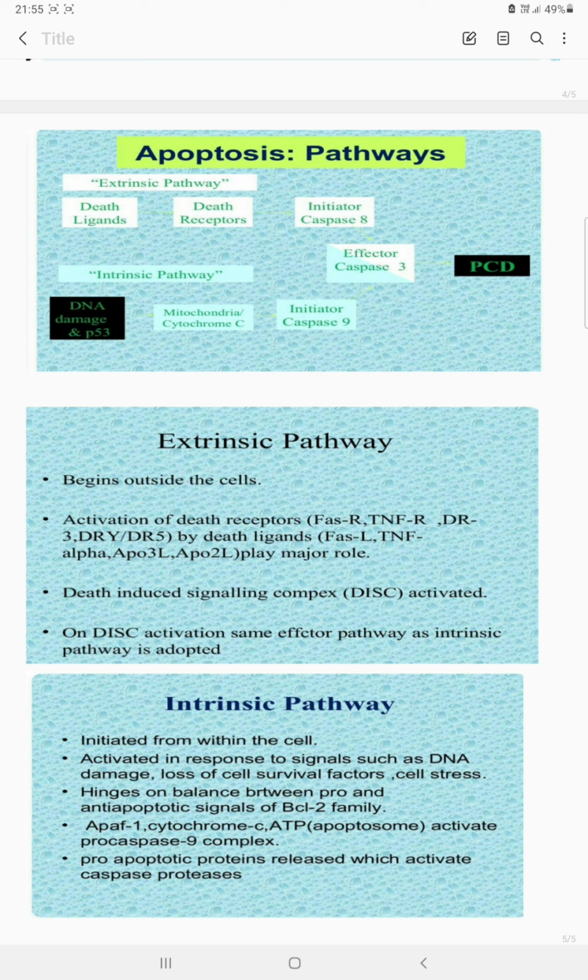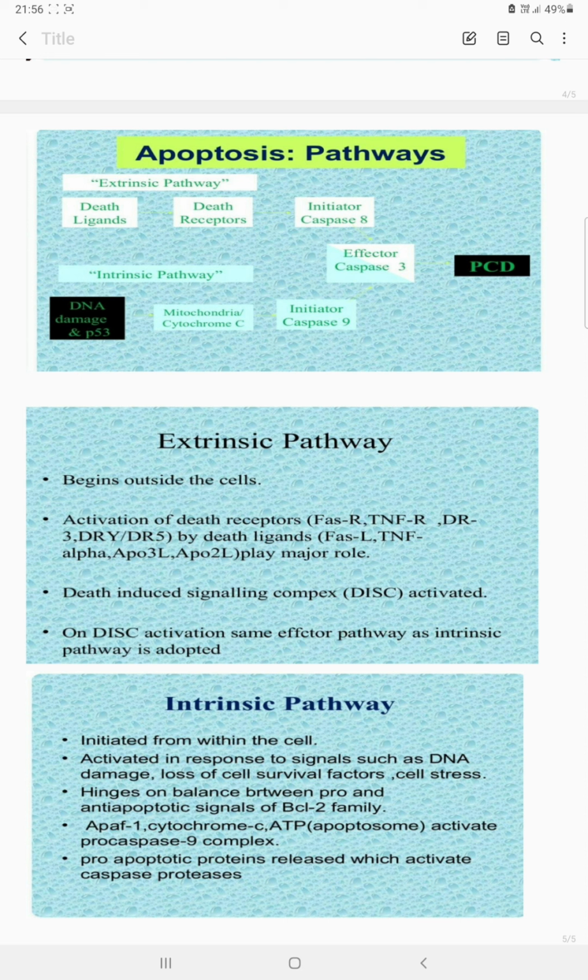Now we are going to read about the intrinsic pathway. It is initiated from within the cell, activated in response to signals such as DNA damage, loss of cell survival factors, and stress, depending on the balance between the pro- and anti-apoptotic signals of the BCL2 family. Cytochrome C and ATP form the apoptosome, which activates the pro-caspase 9 complex, and pro-apoptotic proteins are released which activate caspase proteases.